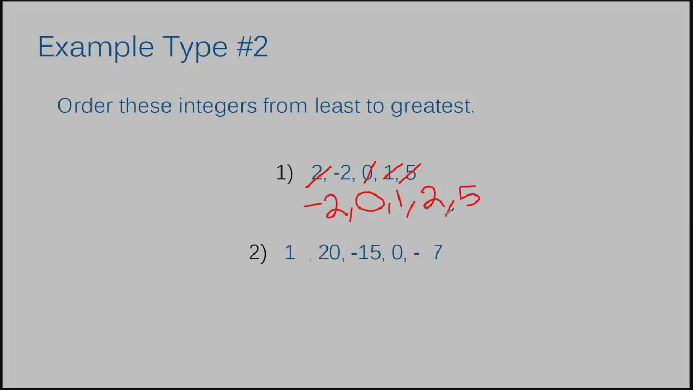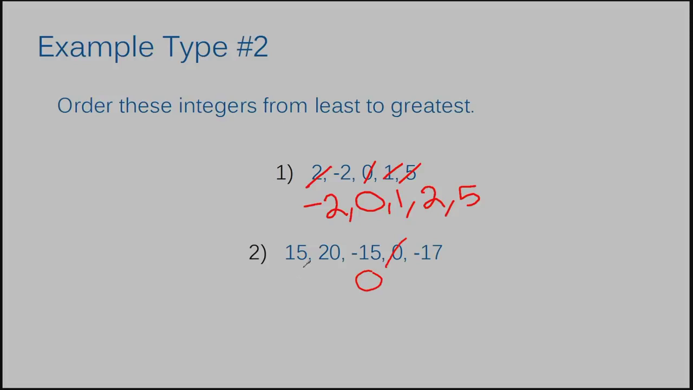Here's another example. I have 15, 20, -15, 0, and -17. I'm going to start with 0 again because it's kind of a nice place to start. I have my 0, and I'm going to deal with all my positive numbers first. It just kind of simplifies it for me because I'm pretty good with positive numbers. I know which numbers are larger and smaller when I'm dealing with positive numbers.